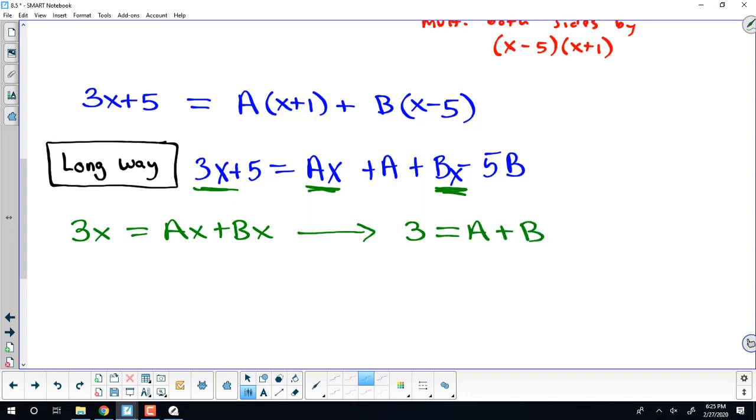And we do the same thing for the constants. We've got a positive A and a negative 5B. Those have to equal 5. So just put that here. 5 has to equal A minus 5B. So that's the system we need to solve for A and B.